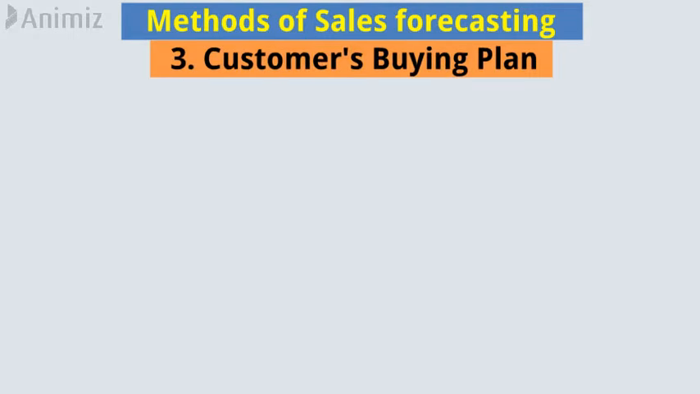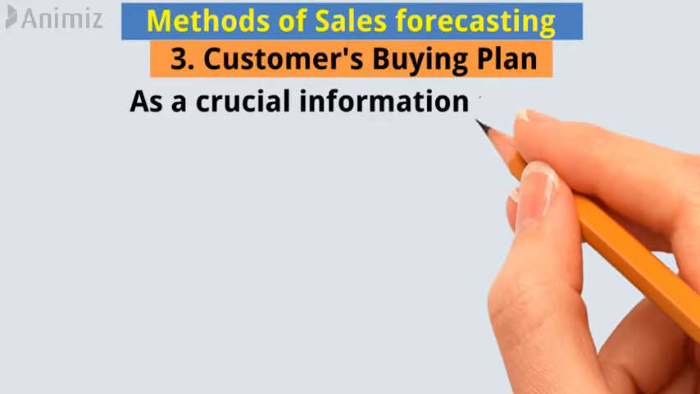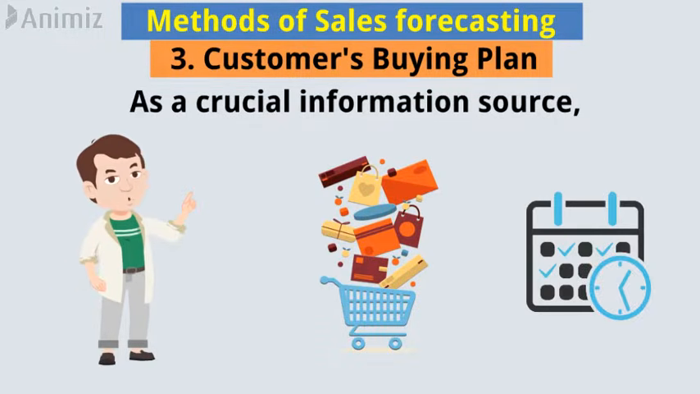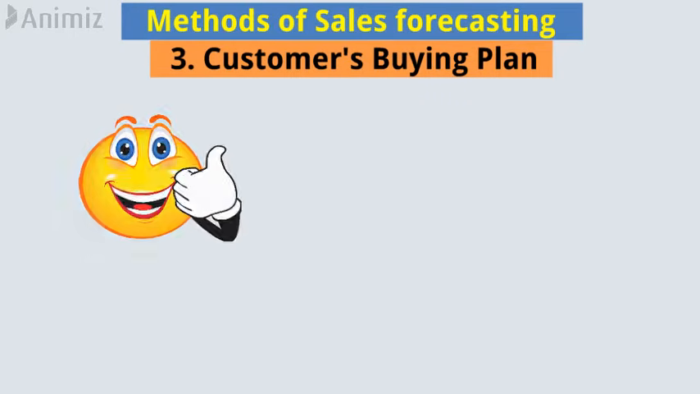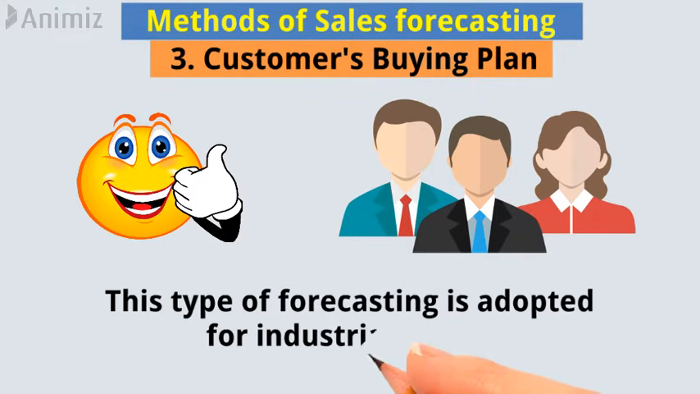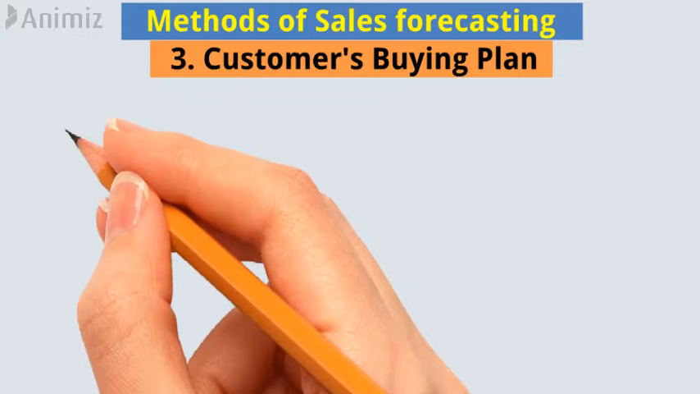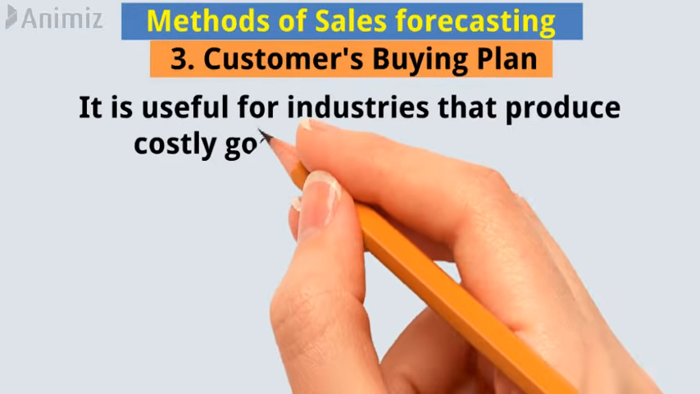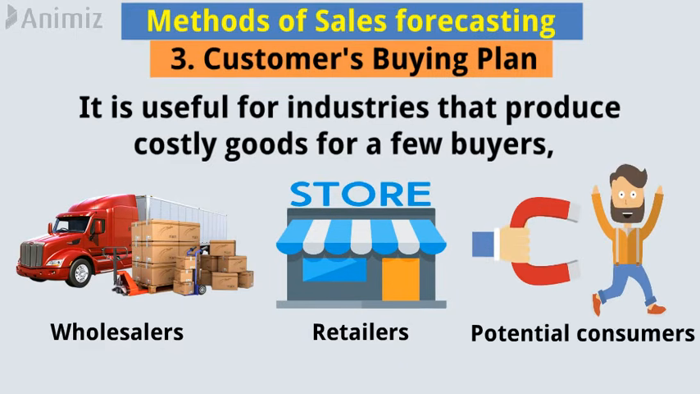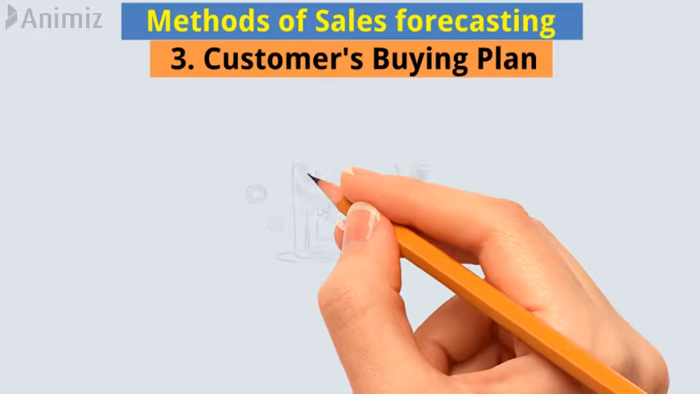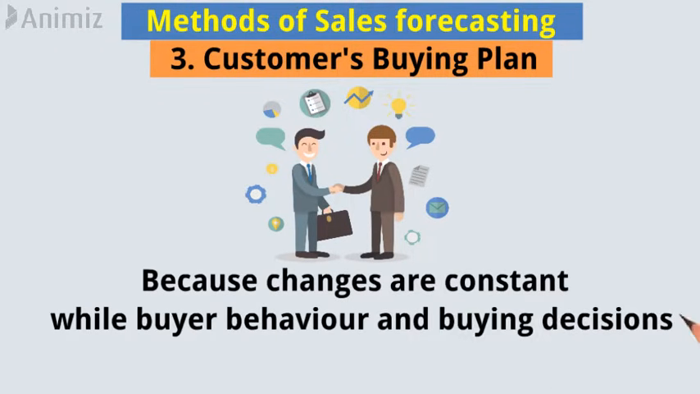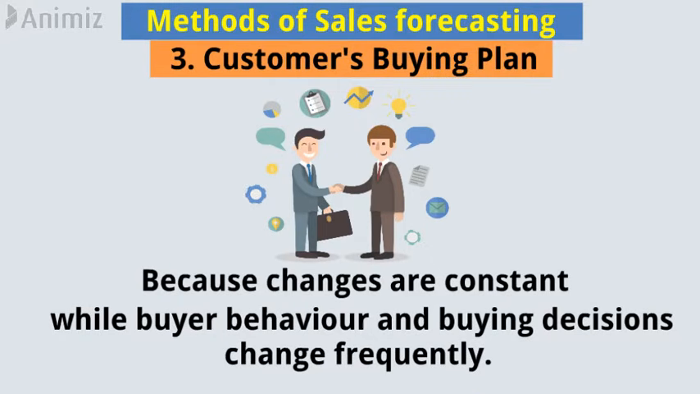3. Customers' buying plan. As a crucial information source, consumers are meant to know their likely purchases during the period under a set of conditions. This approach is good enough when there are few customers. This type of forecasting is adopted for industrial goods. It is useful for industries that produce costly goods for a few buyers, like wholesalers, retailers, potential consumers, etc. A survey is run on a face-to-face basis because changes are constant while buyer behavior and buying decisions change frequently.